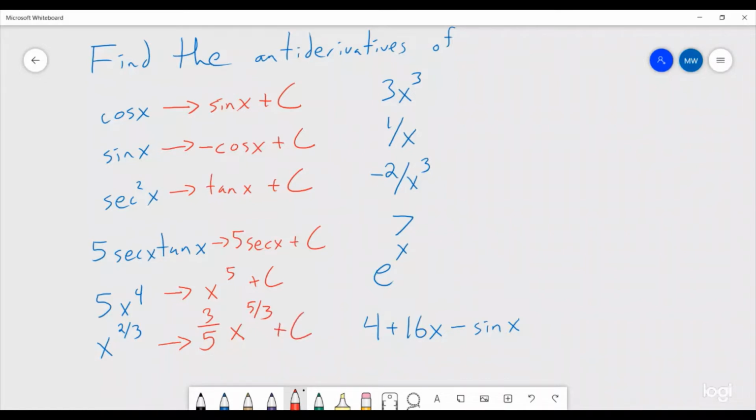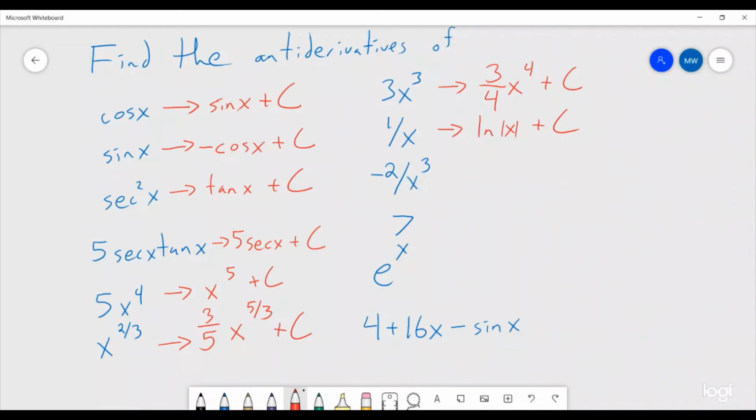So 3x cubed, what is that going to be? Well, x cubed going up 1 is x to the 4. And we still have the 3 there, but we have to divide by 4 to cancel out the 4 that will come out when we take a derivative. Okay, 1 over x. What's the antiderivative of 1 over x? What function has as its derivative 1 over x? Well, that's the natural log of x. So this is the natural log of x plus c. Technically, there's absolute values there.